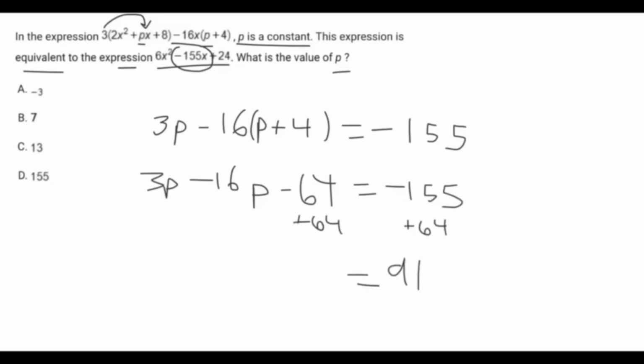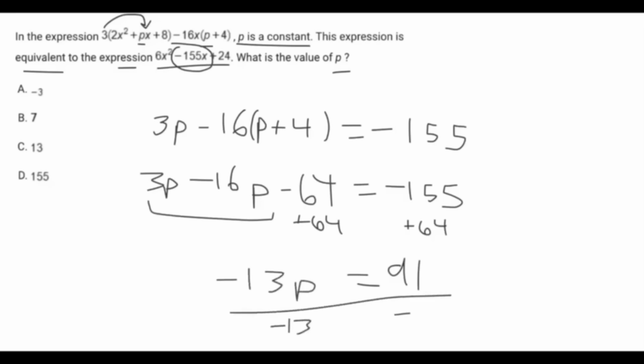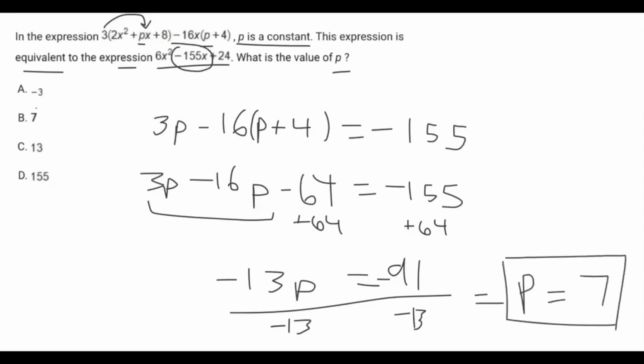And so now we're left with 3p minus 16p on the left side, and that will give us negative 13p. Alright? And we can divide by negative 13. Oh, I actually made a mistake here. It's negative 91. That makes sense because a negative over a negative. So negative 91 divided by negative 13 gives us p is equivalent to 7. Alright, so our answer choice is B.